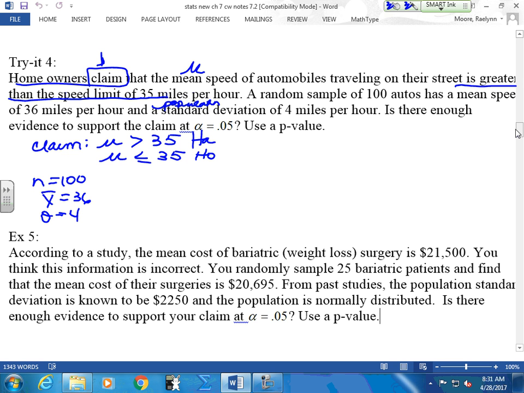Is there enough evidence to support? Oh, it used the word support. So when I look at my word support, what should my claim be? Is my claim HA? So that part's good. Now, next, I look at where my sketch has to be. Which one do I look at for my shading? Right, because I look at the HA.